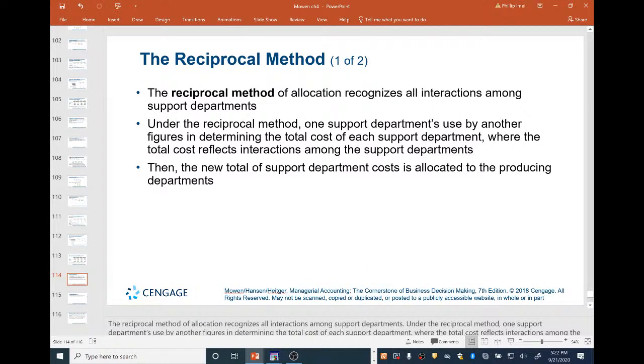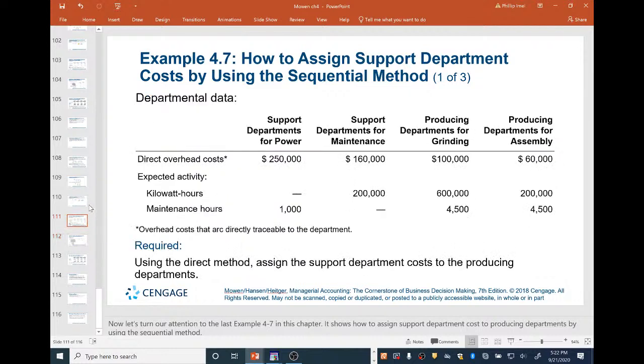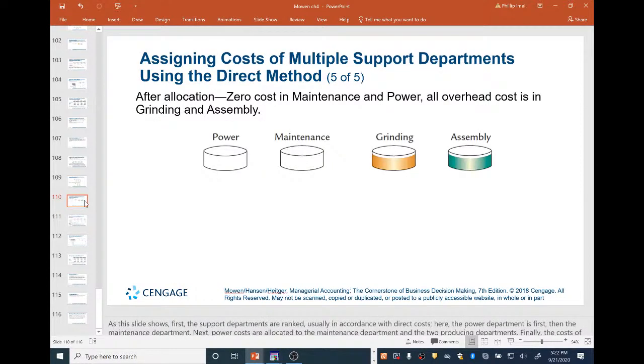And once again, the reciprocal method just recognizes all interactions, right? But I'm not getting into that. It's barely ever used in practice because it's too cumbersome. So we'll just end right there for the actual lecture. All we need to be familiar with is the direct method and then the sequential method. Okay, everyone seem okay with what we covered in the chapter so far? That's everything for the chapter. Anyone lost on any particular item?